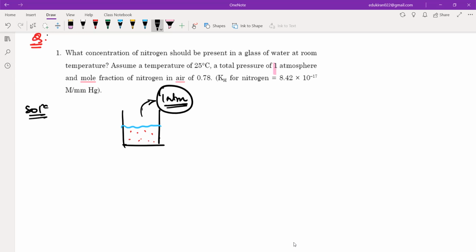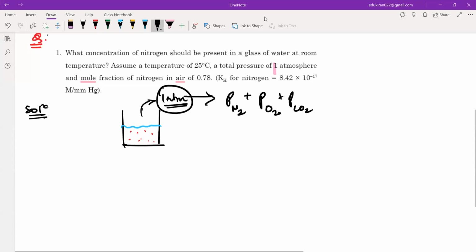Now in this 1 atm there will be pressure due to nitrogen, plus there will be pressure due to oxygen, plus there will be pressure due to carbon dioxide and other gases. Yes or no? Please tell me. Correct hai? Yes, sir. Right? Now, so we have to first of all see what is the pressure due to nitrogen. है ना? What is the pressure due to nitrogen? Because if you are dissolving some gas here, then it will be liberating out nitrogen.